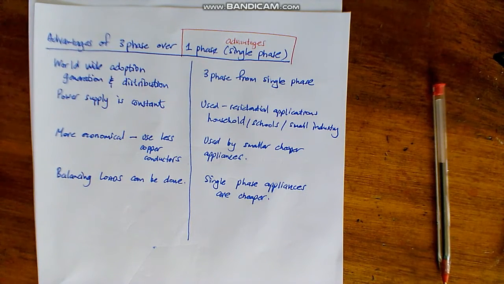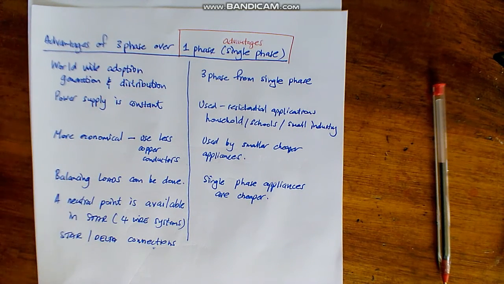Other things to consider with a three phase is that there's a 4-wire system where it makes use of a neutral point, and a neutral point is available in star. And the neutral point is what's used for the balancing of loads. Also, with three-phase, we can get star and delta connections, and two voltages can be obtained from a star connection.